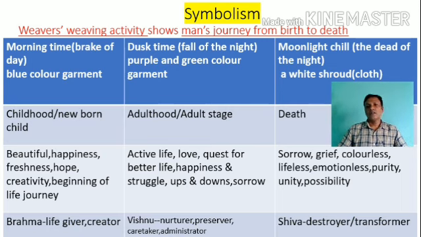And here, the white shroud or the night time symbolizes the third stage of human life, that is death. And we know that death is the symbol of sorrow. It symbolizes grief. It is the symbol of colorlessness, lifelessness, emotionlessness. Or death can be the symbol of purity, like white cloth can be the symbol of purity also.